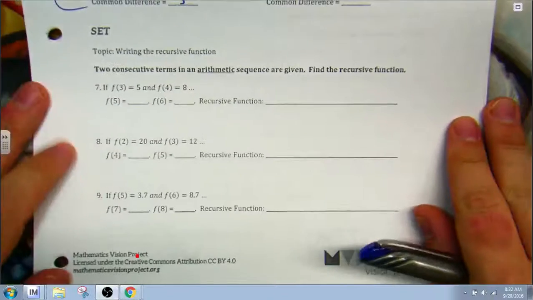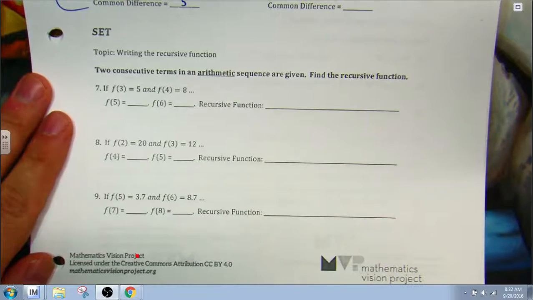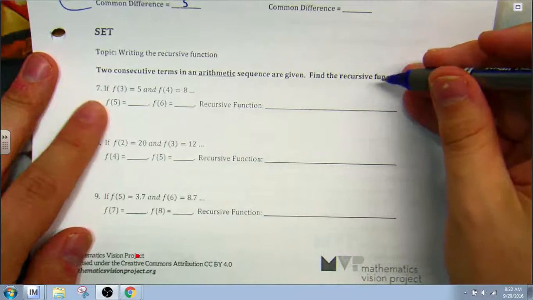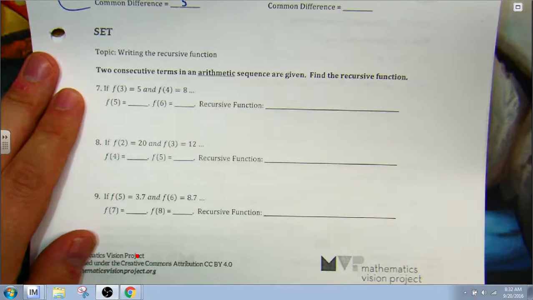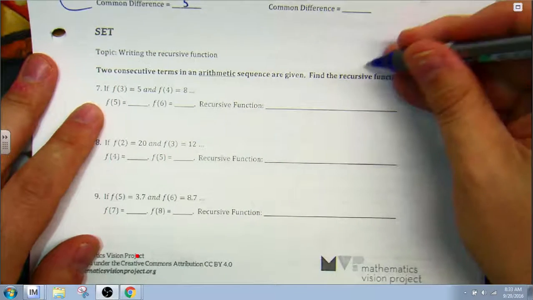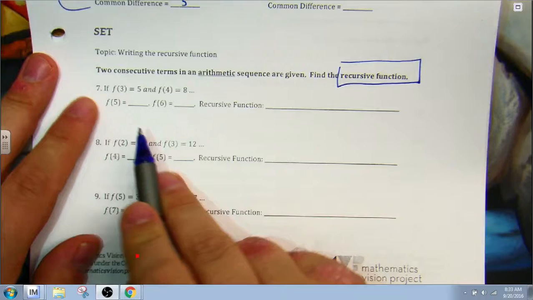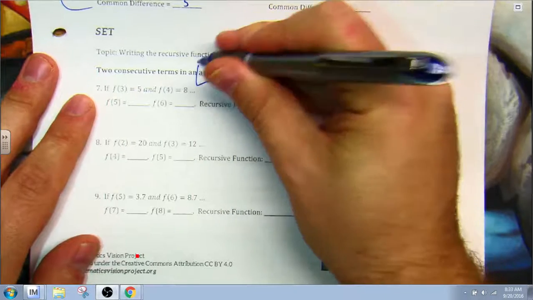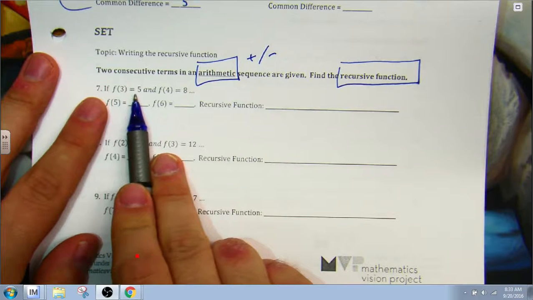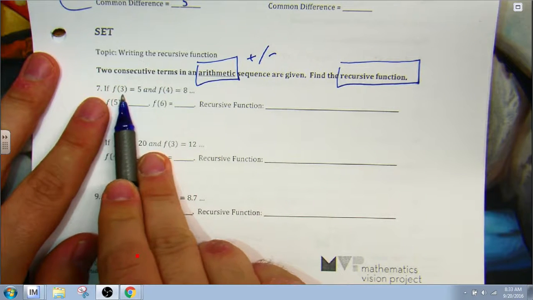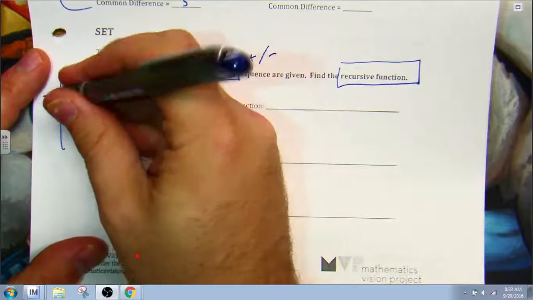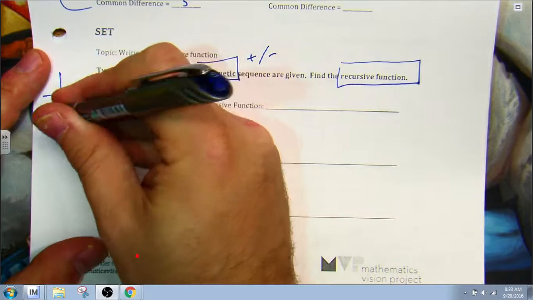For this set, we're doing pretty much the exact same thing, except it's given to us in function notation. This time we're going to create a recursive function from it. It tells us again that it's arithmetic, so I know I'm going to be adding or subtracting each time. I know that f of 3 is 5 and f of 4 is 8. So that means at step 3, I'm at 5, and at step 4, I'm at 8. If I were to imagine a table, 3 would be 5, 4 would be 8.